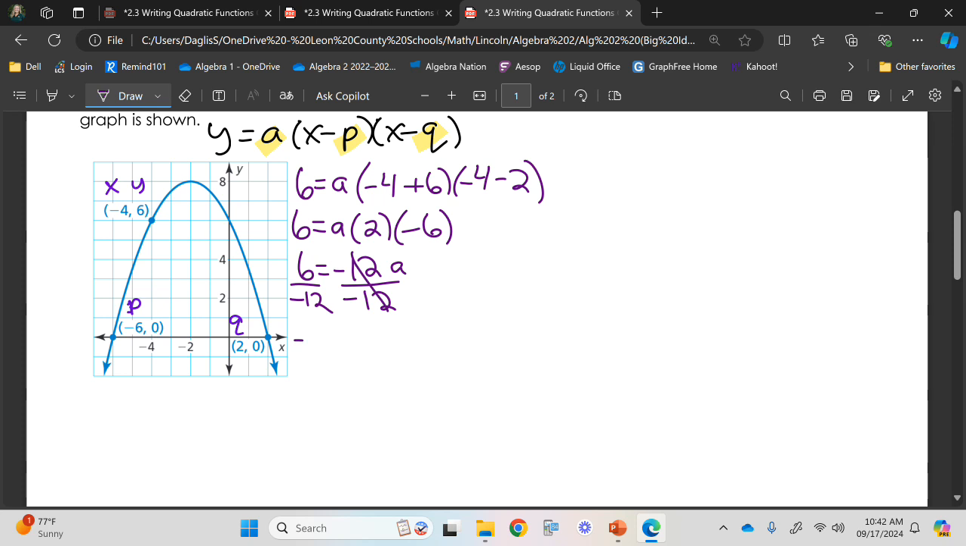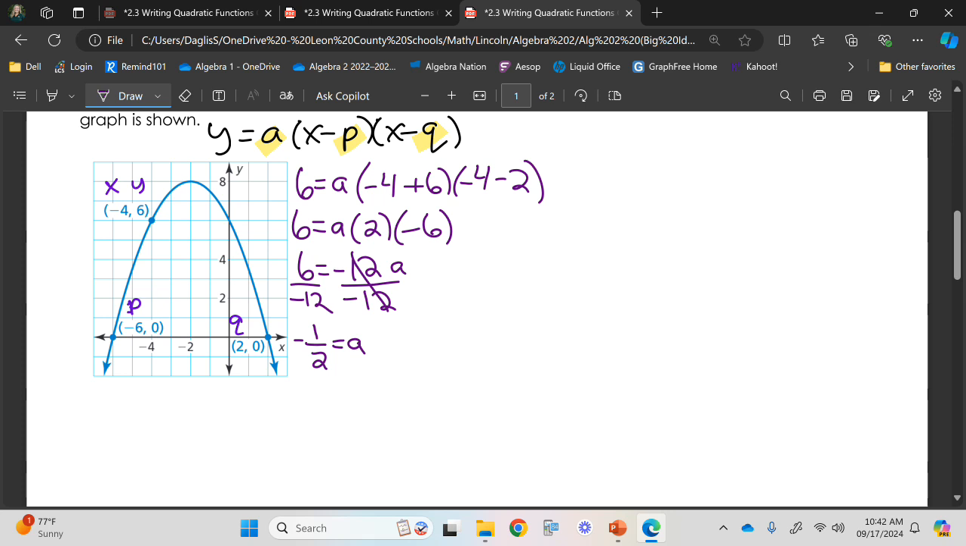6 over negative 12 simplifies to negative 1/2. Okay? And we're going to keep fractions as fractions. If you really want to make it negative 0.5, you're not wrong. It'll be fine. I'm usually going to keep things as fractions if I can. Does it make sense that I have a negative a value?